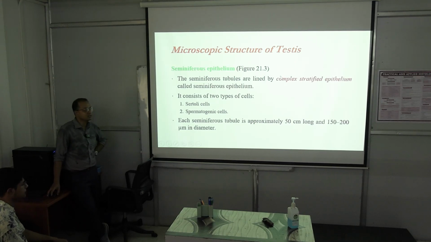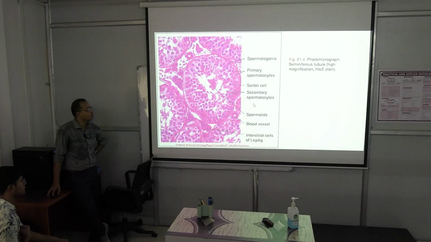So, these are the 3 different types of cells which are present. The lumen is surrounded by a stratified epithelium, the seminiferous epithelium, consisting of the spermatogenic cells, migratory cells, and native cells, the Sertoli cells. Sertoli cells maintain the internal atmosphere within this lumen. They have tons of functions.